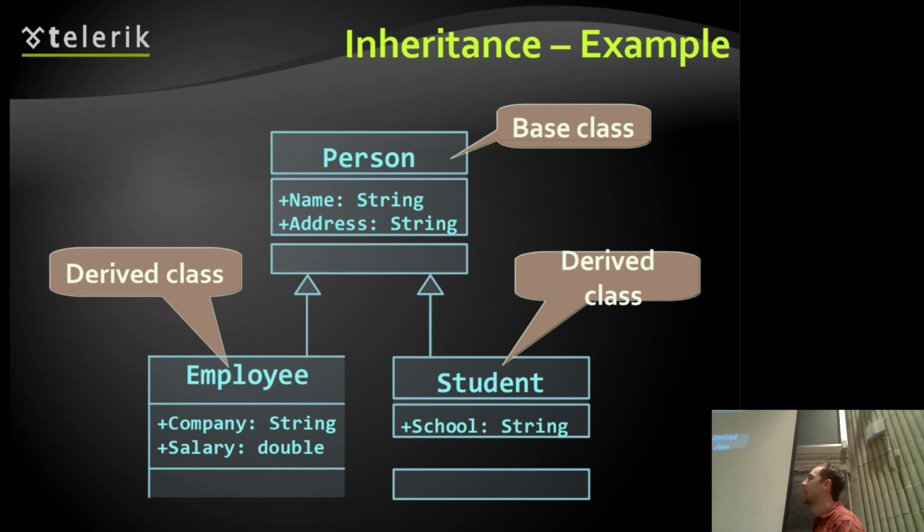This arrow, and I'm going to call attention to the fact that it is a full triangle there. It's not just two lines. It's actually relevant to the UML standard. A line with a triangle at the end of it, that kind of arrow represents inheritance. So, person has a name and address. An employee has a company and a salary. A non-zero. Doubles can be negative, you know. You can have negative salaries.